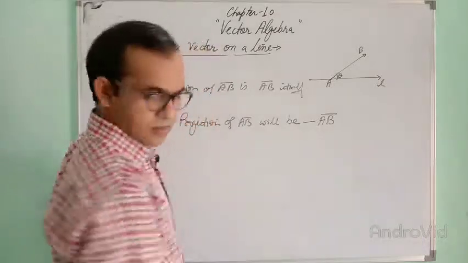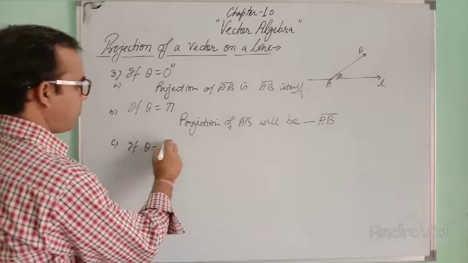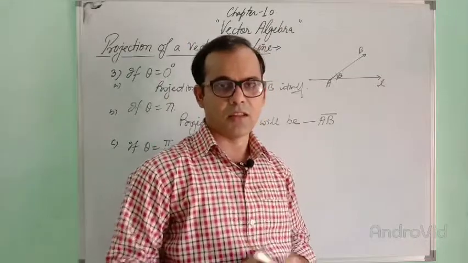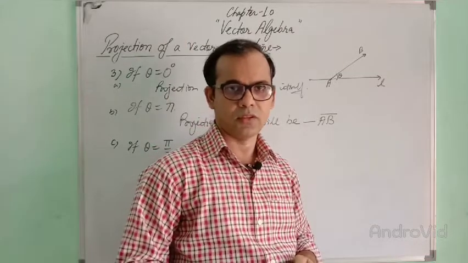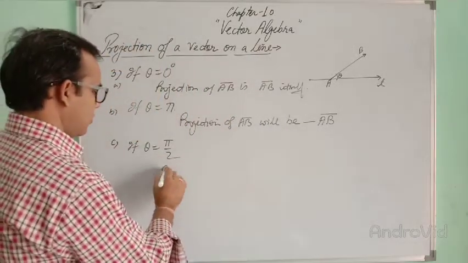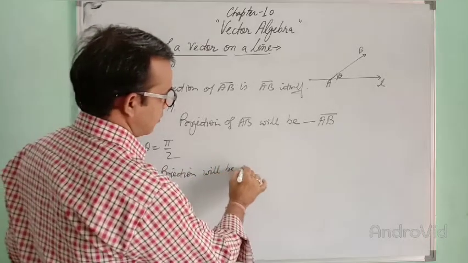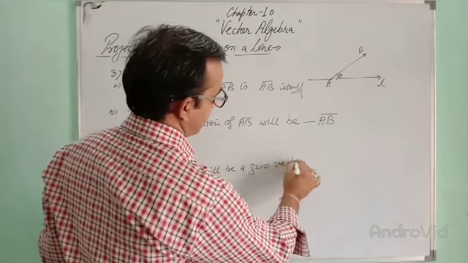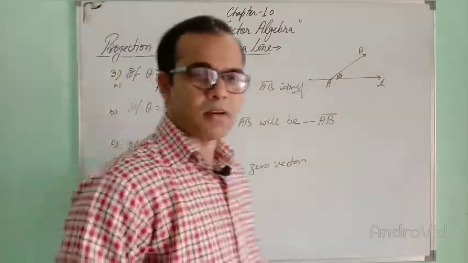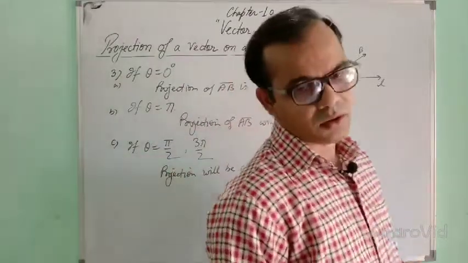What would happen then? If theta is pi by 2, means this AB is just perpendicular to the line, then there will be no projection at all. So if theta is pi by 2, then the projection will be a 0 vector. And it will be the same in the case of 3 pi by 2 also.